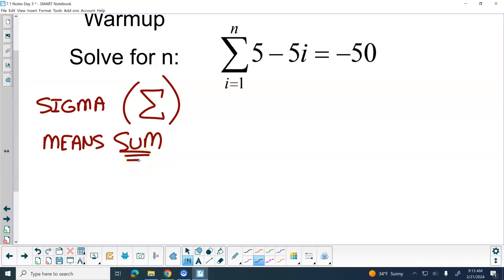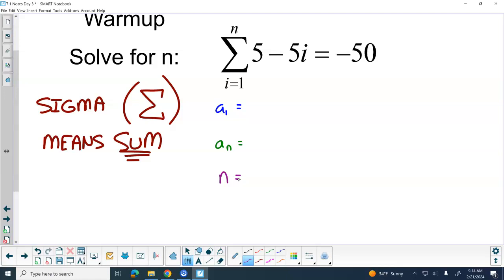Okay, so still on Friday's notes. What do I need? What 3 things do we need to find the sum of a series? We need the first term, we need the last term, and we need the total number of terms.